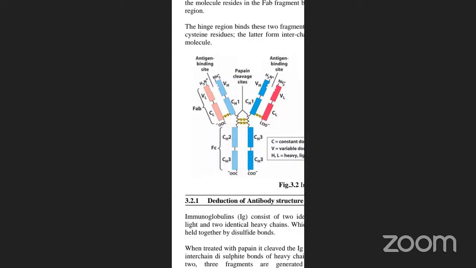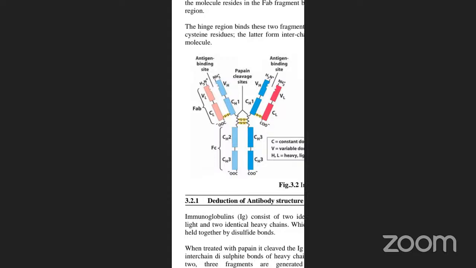Then at the top, the small portions are called variable regions. Both the pink shades have VL, as they are the light chains with variable regions, hence they are called VL. Then CL indicates the constant region of the light chains. Then VH is the variable region of the heavy chain. Then in the heavy chain, you have three constant regions: CH1, CH2, and CH3. So these are three constant regions.